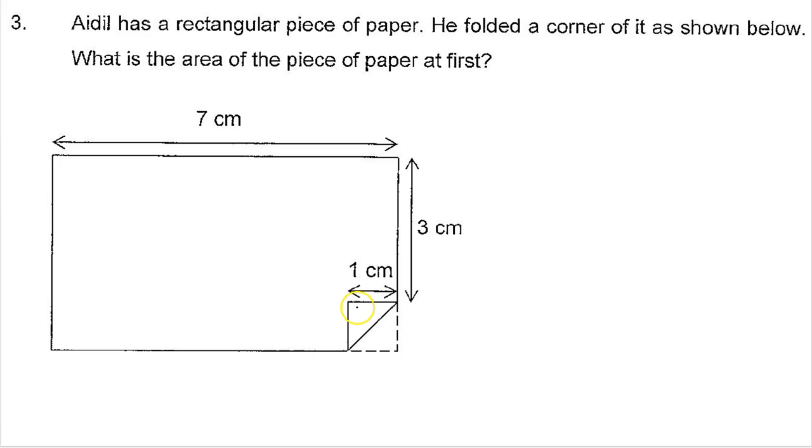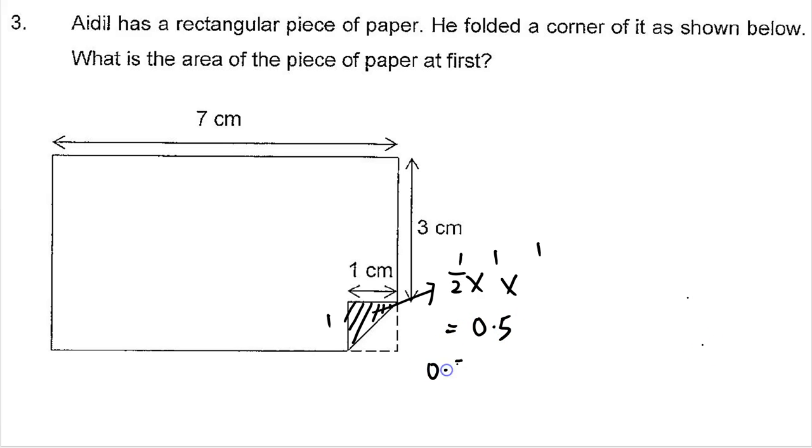Now you do realize that this part of the paper is being folded. And it looks like a triangle, isn't it? Now a triangle is actually half of a square, half of a rectangle. So if you are able to visualize, you will know that this triangle, when it is unfolded, gives you back a full square. If you would like to find this triangle, it is half times base times height, which is 1 times 1 divided by 2. So this gives you 0.5.